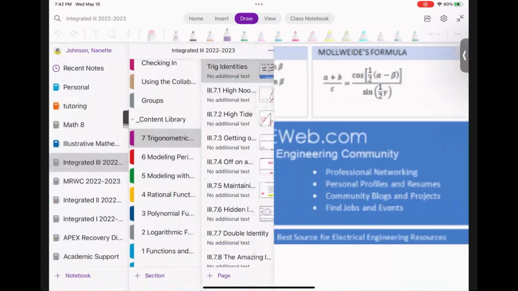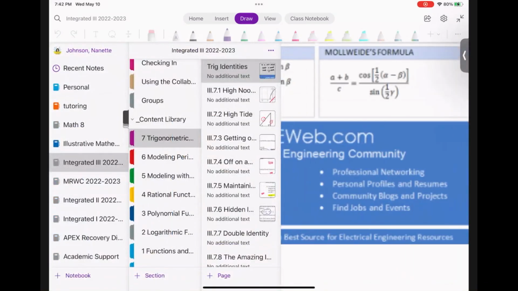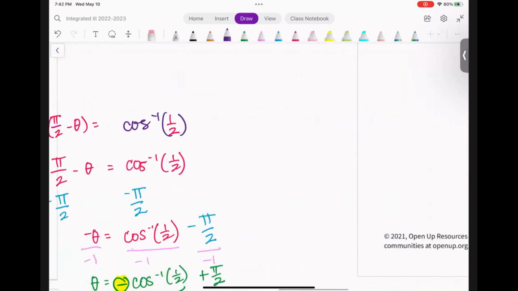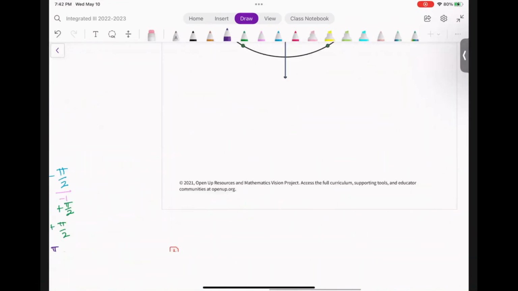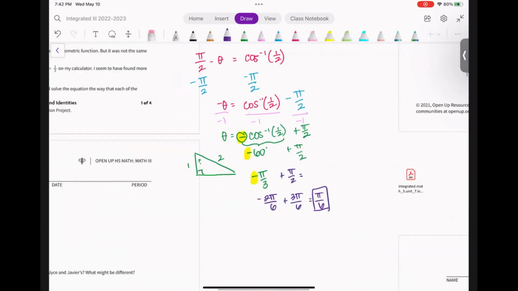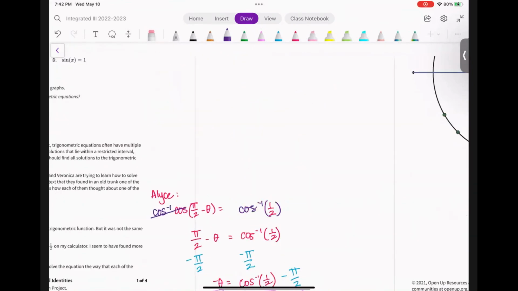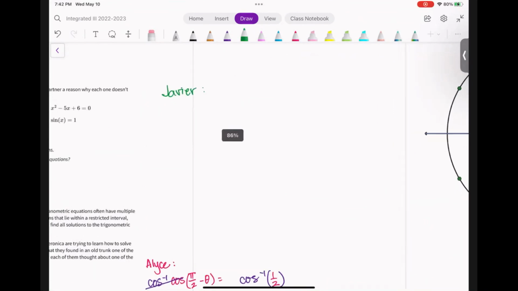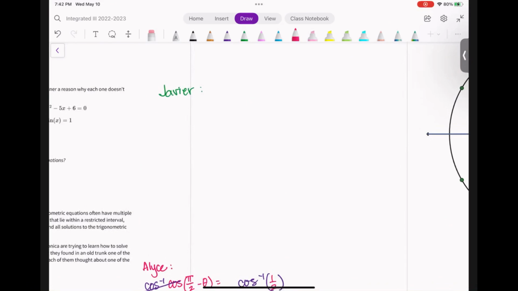Okay, so it's sine. So I need to write that. I'm going to write that identity down so you know where I'm coming from. So this is now Javier's. So we will write Javier's up here. So Javier's solution looks like this, right? So starting again, same problem, cosine of pi over 2 minus theta equals 1/2.